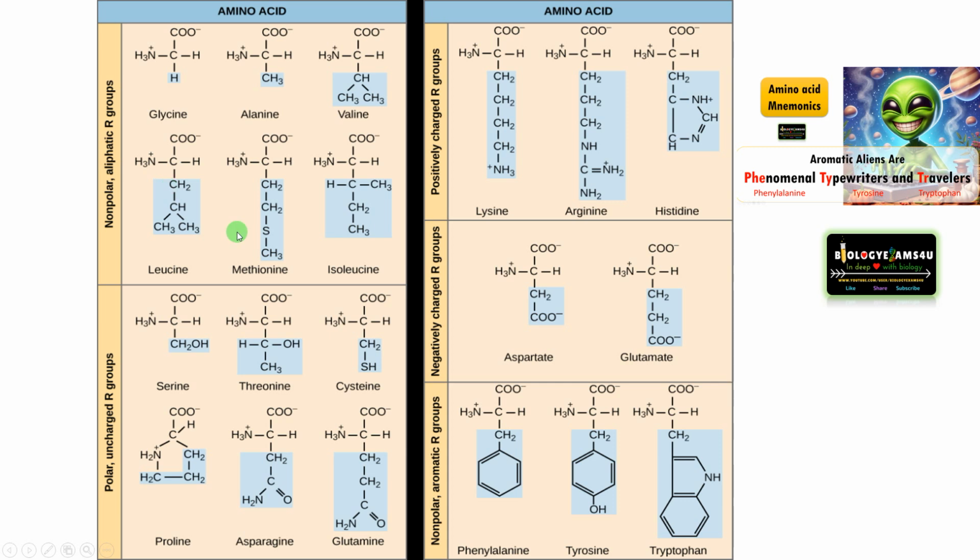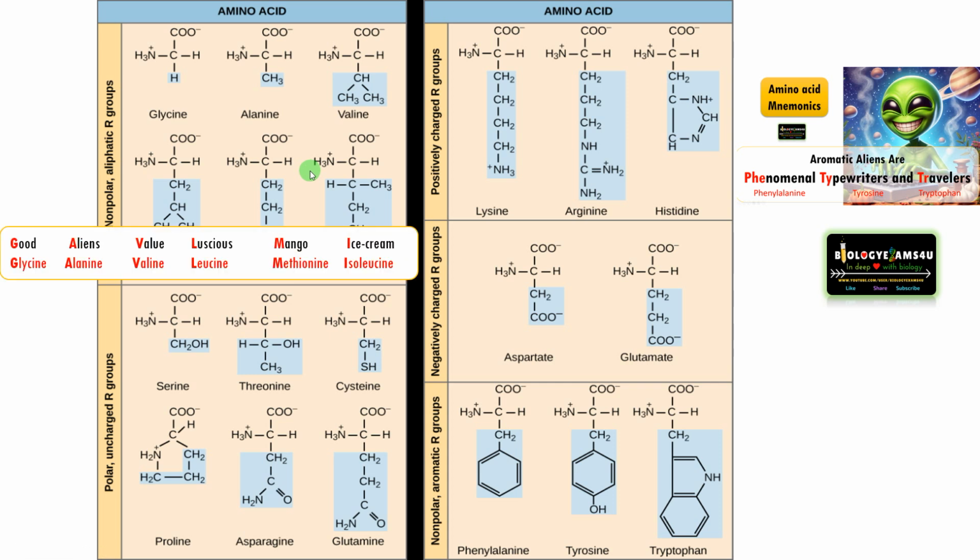Let me summarize. Non-polar aliphatic amino acids possess hydrocarbon side chains. Non-polar aliphatic amino acids are glycine, alanine, valine, leucine, methionine, and isoleucine. How to remember these 20 amino acids, based on the classification? You can watch our video on amino acid mnemonics. The link is in the description. The second class is polar uncharged R groups. The second class is polar uncharged amino acids that include serine, threonine, cysteine, proline, asparagine, and glutamine.